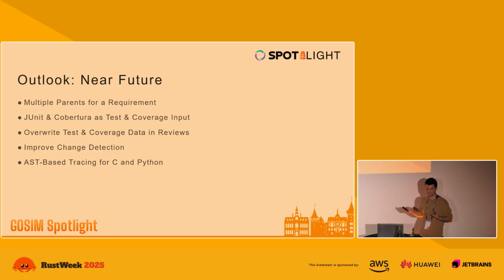Okay, that's it from Mantra so far. In the near future, I want to add being able to set multiple parents for one requirement in the markdown approach, because for JSON it's already kind of working, but circular dependencies are a bit nasty at the moment. And JUnit and Cobertura as test and coverage input would also be really nice, because they're more like standards, but this requires some database schema changes in the background. I'm currently looking into this one.